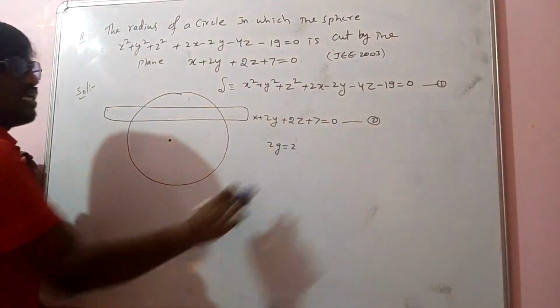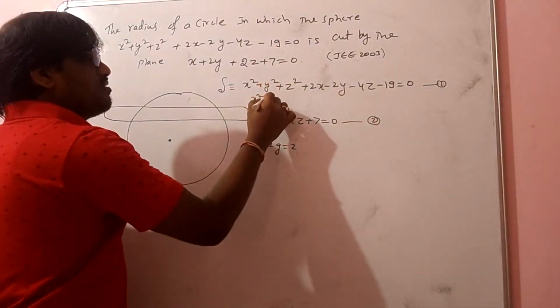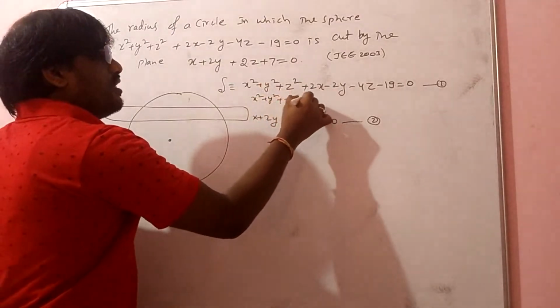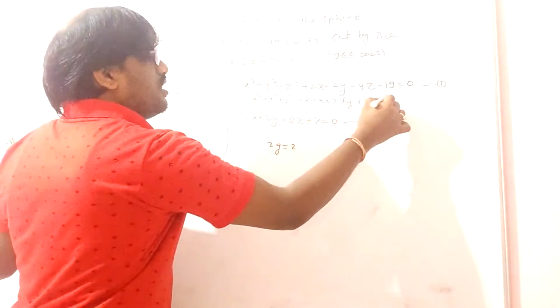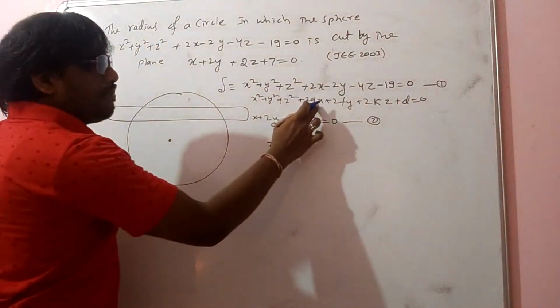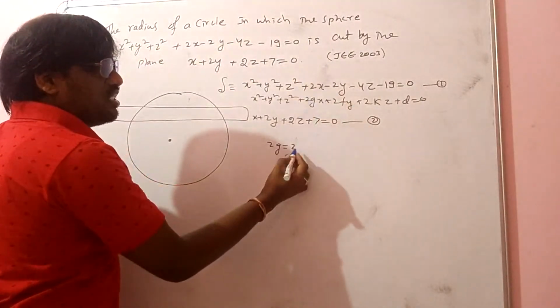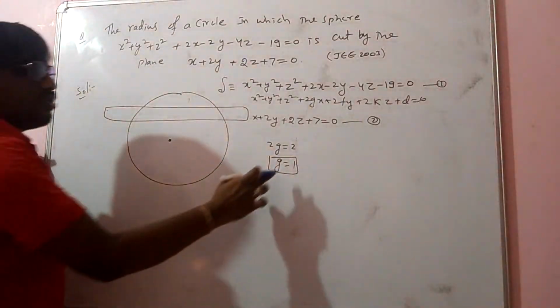G will be minus g. That will be the formula. So I am comparing this with which one? x square plus y square plus z square plus 2gx plus 2fy plus 2kz plus d is equal to 0. I am comparing with this. When I compare the x coefficient here, 2g is equal to 2, so g is equal to 1. I got g is 1.